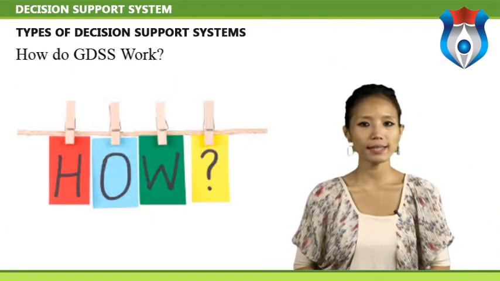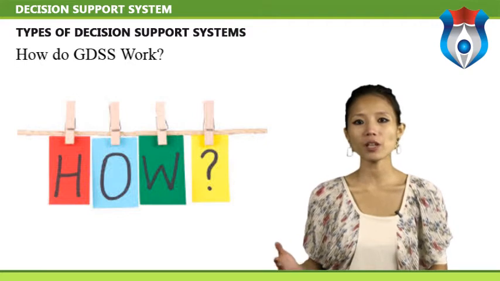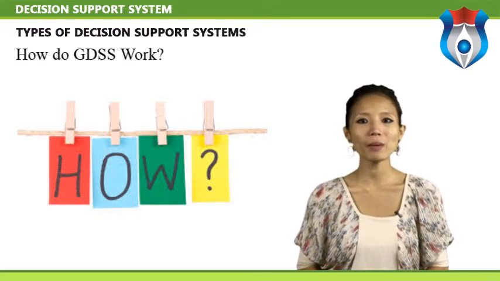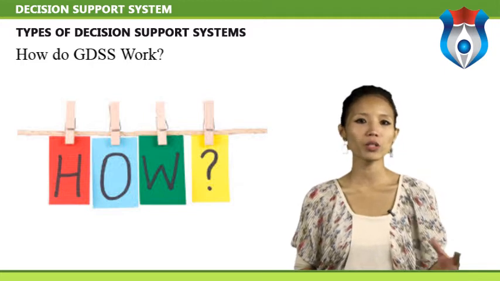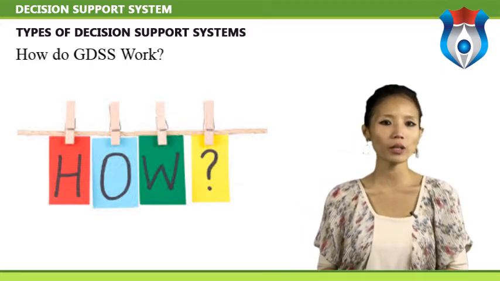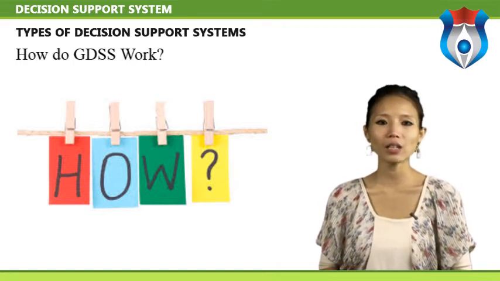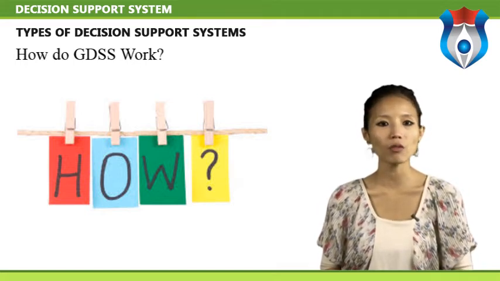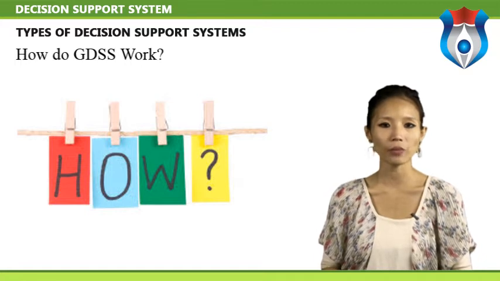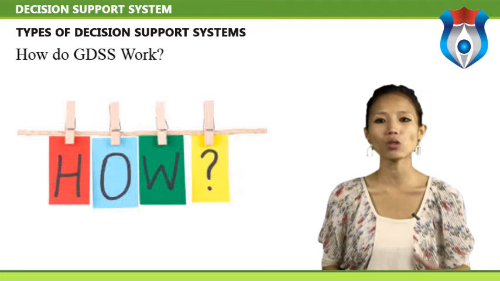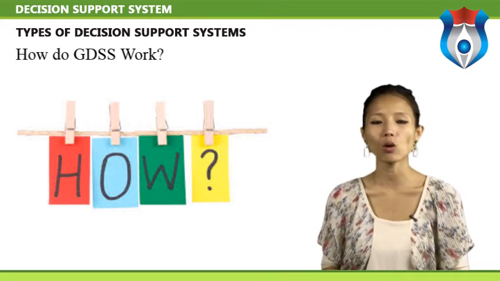How do GDSS work? In the GDSS, using special computer software, the facilitator of each meeting will first make the agenda of the meeting, which will be projected onto a big screen that everyone can see. Then the participants will type simultaneously the ideas on the topic of discussion on the individual microcomputers next to them. Then the computer will sort the ideas, and the participants will vote or comment on which ideas they like or dislike.